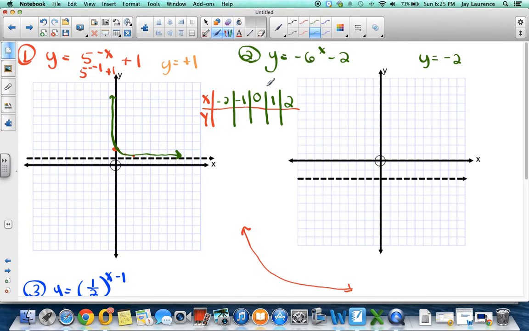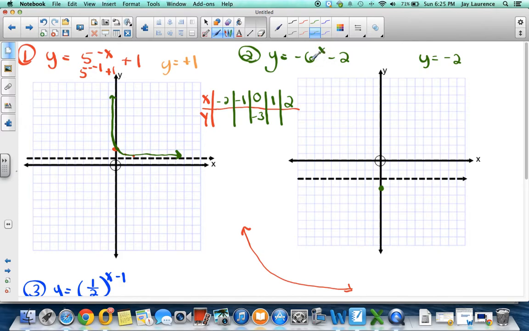All right, so let's see what happens. If I put 0 in here, 6 to the 0 is 1, but it's negative 1. Negative 1 minus 2 is negative 3. Now you should have already done these problems. You shouldn't be just sitting and watching me do them. If you haven't done them, please pause the video, go and try them yourself, and then see if you can come up with what I'm coming up with.